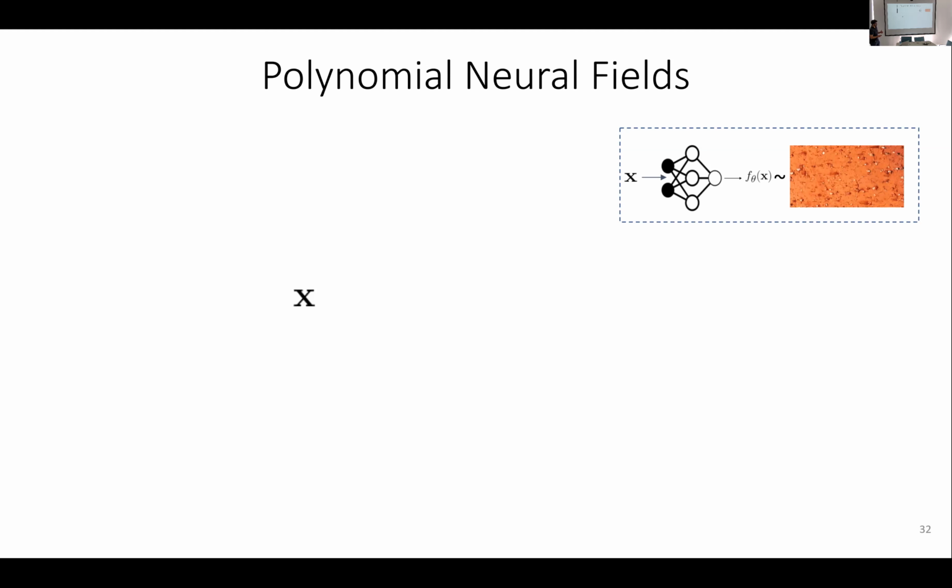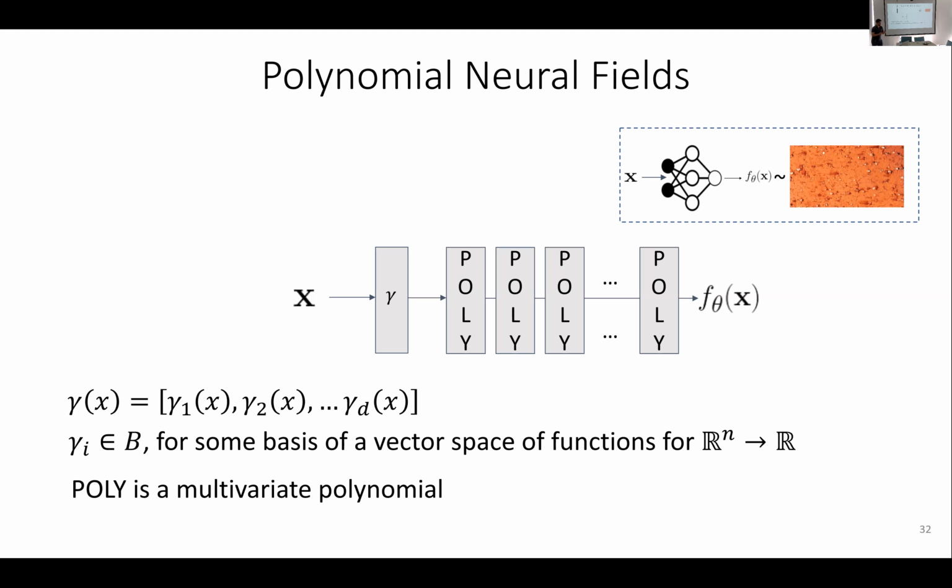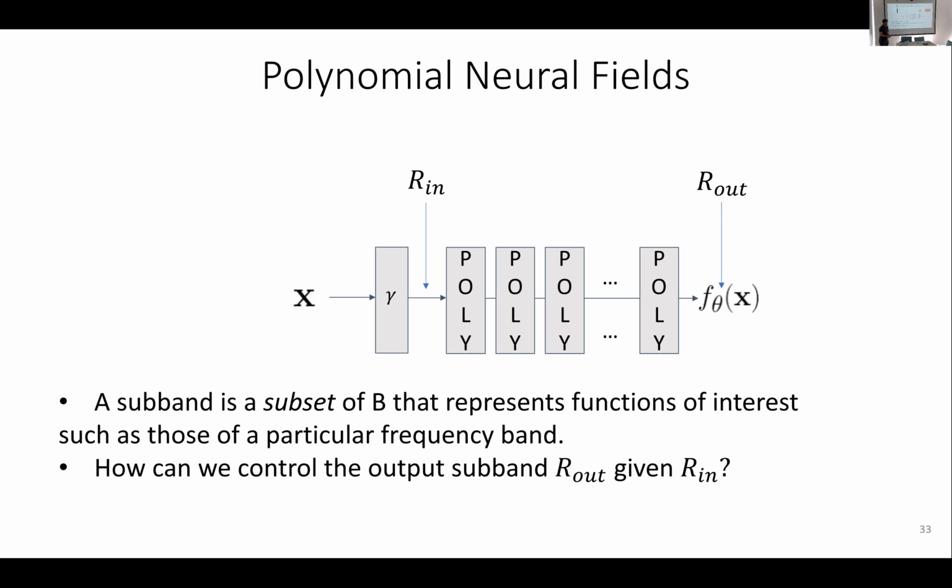So how does it work? The network takes as input spatial coordinates x, and x is passed through a basis encoding that consists of a range of functions of interest. For example, this could be functions of a particular frequency band. And next, the input is passed through a composition of polynomial layers composed on top of each other. Given the input subband, which is the result of passing x through the basis encoding, we would like to be able to control the output subband after passing through a number of polynomial layers.